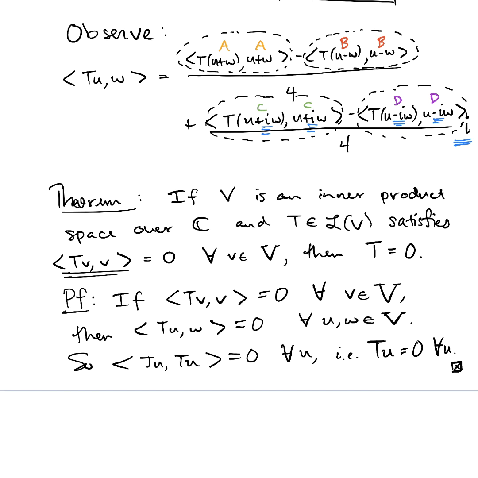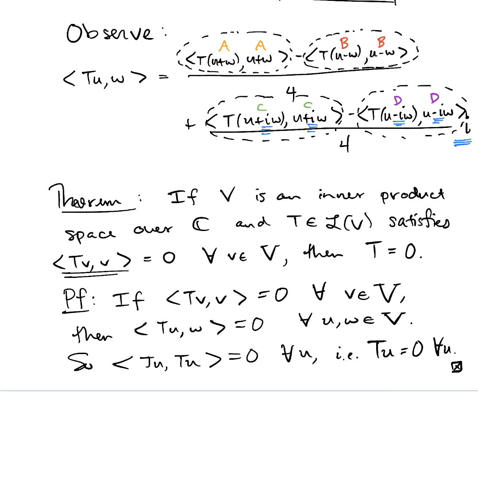Now again, let's stress this. This is not true over the reals. Just think about the operator on R2 that rotates vectors by 90 degrees. That operator, surely, outputs are always orthogonal to inputs. Tv inner product v is 0 for every vector. But that rotation by 90 degrees, that's not the 0 operator. So this theorem is totally false if you're talking about an inner product space over the reals.